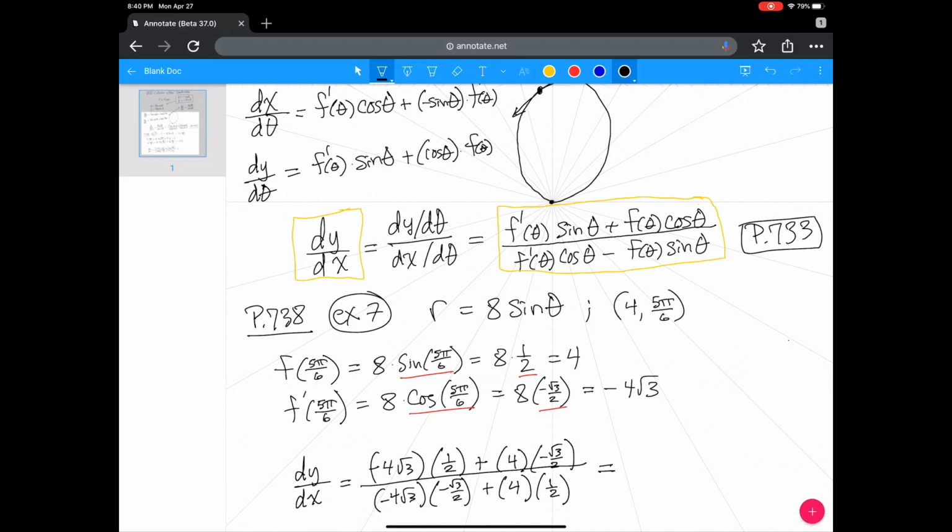So multiplying the 4s, each of them is divided by 2. So I'm going to get negative 2 times the square root of 3, and another negative 2 times the square root of 3. And then over here, negative times negative is positive on the bottom left. 4 divided by 2 is 2. Square root of 3 times square root of 3 is 3. So I think I get positive 6. Plus 4 times 1/2 is 2.